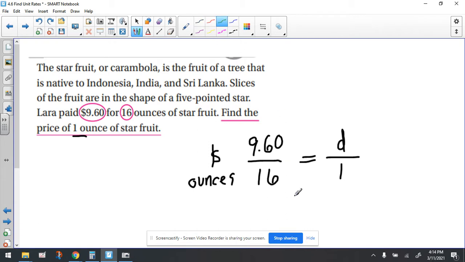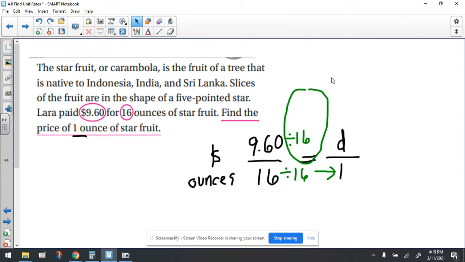Now there's a couple ways you might consider solving this. One way is to recognize the idea that we can just divide 16. 16 divided by 16 will give us 1. So really in the end, what do we have to do? We have to take this number and divide it by 16, which is really what this slash means, right? Doesn't this slash mean divide? If we just look at this by itself, that means $9.60 divided by 16. So that's what we're going to do. We're going to divide 960 by 16.